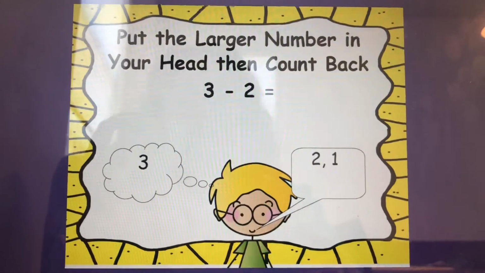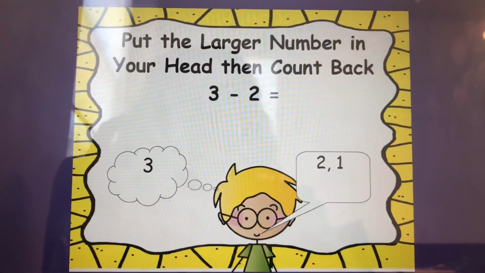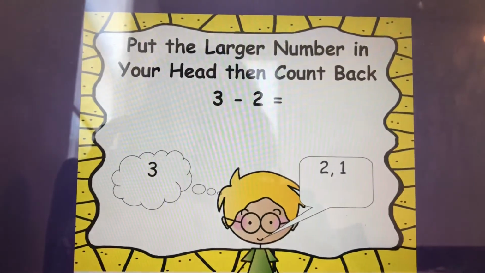You are going to head over to Padlet and you're going to share which strategy you prefer to use and why, and which strategy is a little bit of a challenge for you.